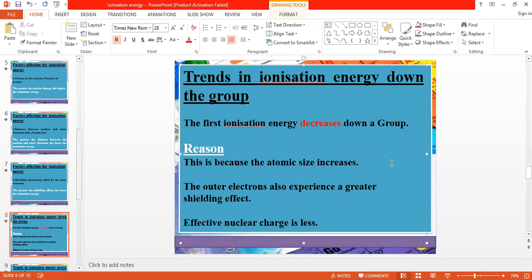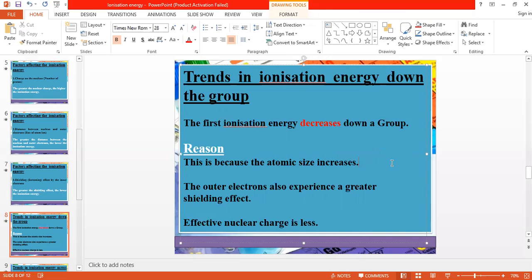What about the second and third? See the reason why it will increase, then you will get the answer. This is because the atomic size increases. Second, the outer electron also experiences a greater shielding effect from the inner electrons. Repulsion is more, so effective nuclear charge is less. Meaning if +2, it will become +1.